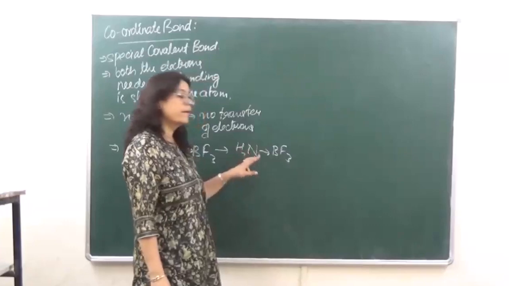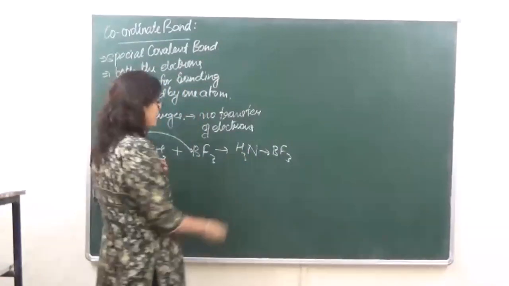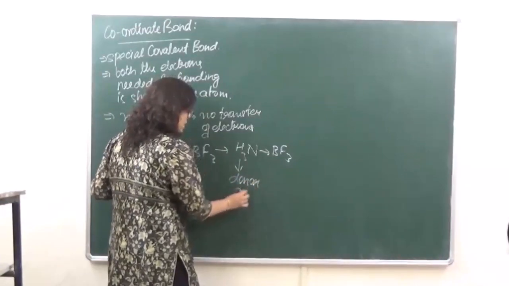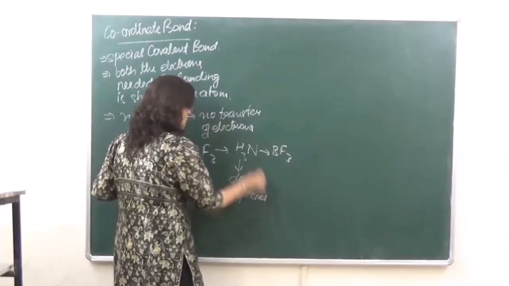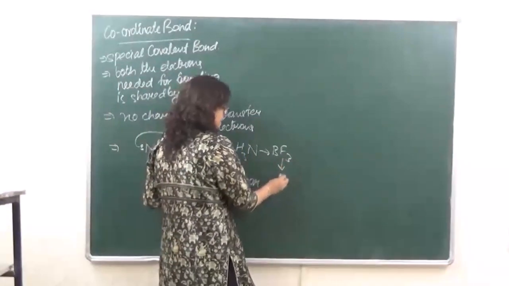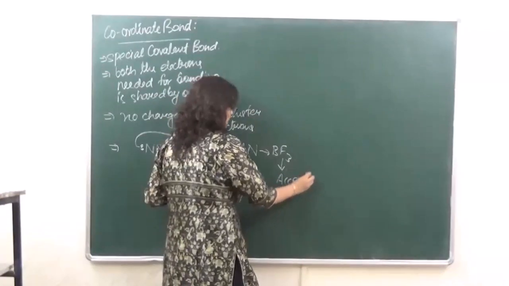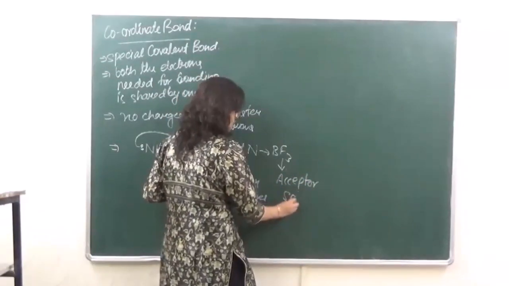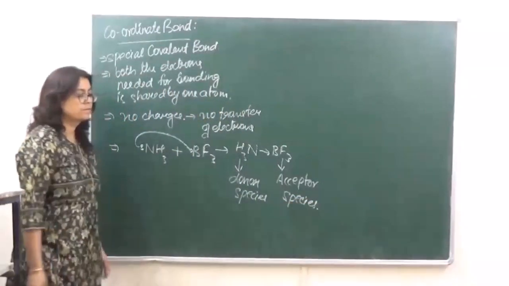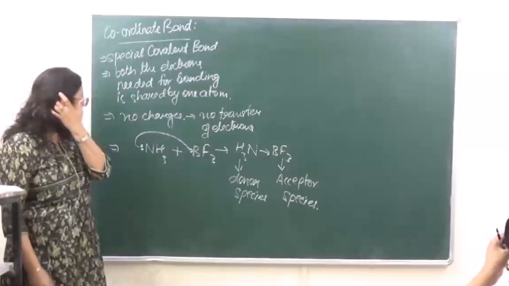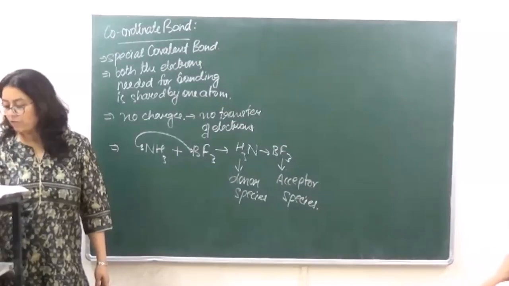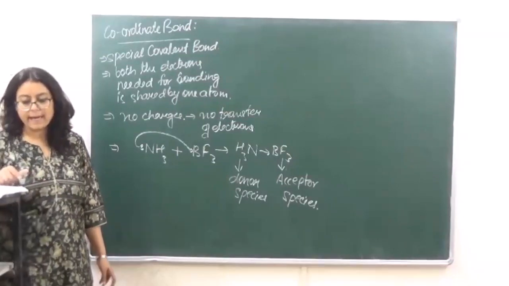Now this, which is donating the lone pair of electrons for sharing, is known as the donor species. And this BF3 is known as the acceptor species. Clear? So this is what a coordinate bond is. So what are we saying? It is a special kind of bond. It is represented by an arrow.